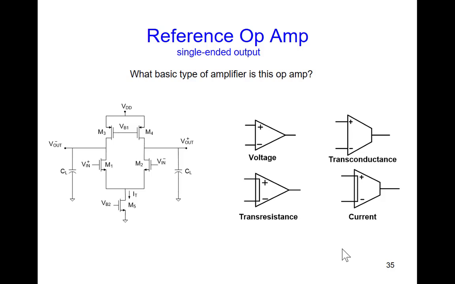Let's ask the question, what basic type of amplifier is this reference op amp? We saw at the beginning of the course that an op amp was any structure that had a high gain, right? But we said some of them are really current or voltage or transistor or transconductance amplifiers. Which type is this really? Well, this one has a high input impedance and a lowish output impedance, no, actually a high output impedance. So it's a transconductance amplifier. This is inherently a transconductance amplifier.